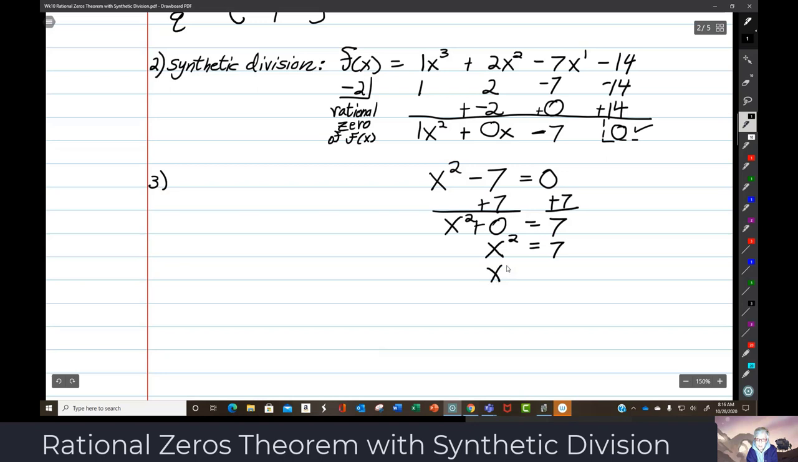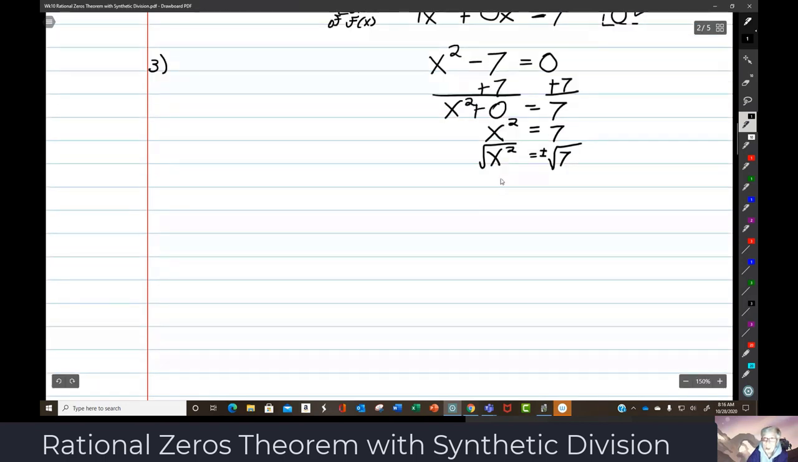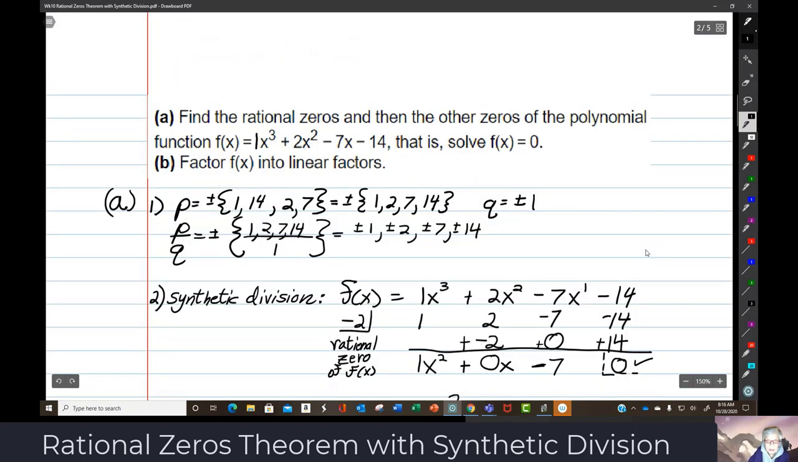Okay, I'm going to take the square root of both sides of the equation. Square root of and plus minus square root of. Do you always do that? Yes. So x is going to equal negative the square root of 7 and positive the square root of 7. So my rational 0 is negative 2. And my other zeros are negative the square root of 7 and positive the square root of 7.